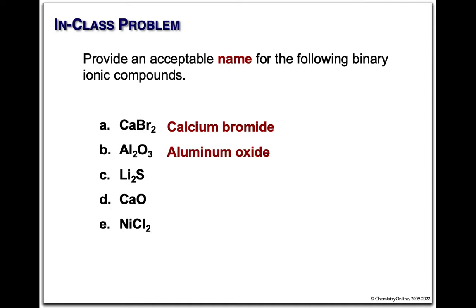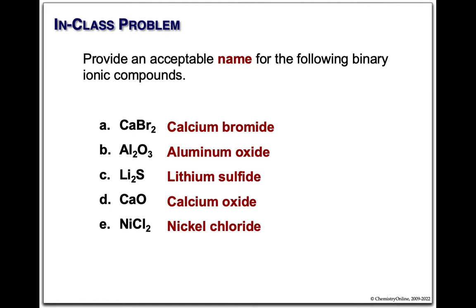Li is lithium. We will write the word lithium. This is sulfur, sulfide. Calcium again. Root is ox, oxide. Nickel. First word. This is chlorine, so it's chloride. Now actually, we'll see in just a couple minutes, this is wrong. Looks right, but it's wrong.